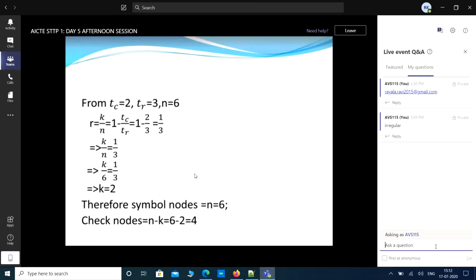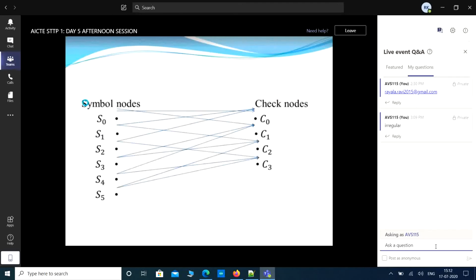For a particular given example, the number of symbol nodes, or variable nodes, is 6. The number of check nodes is N minus K. N is 6 and K is 2, so 6 minus 2 gives 4 check nodes. So how to draw the Tanner graph?